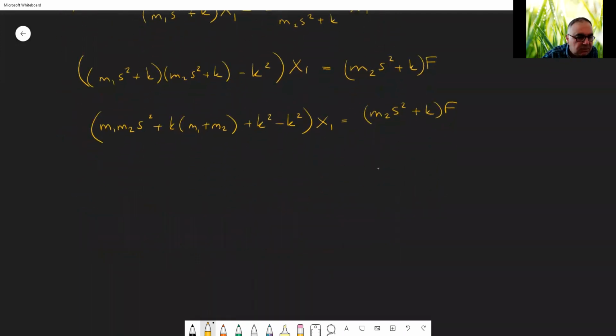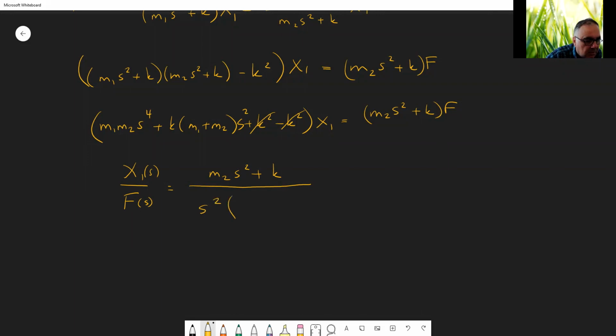So these k-squares cancel. There is an s here. Okay, a lot of mistakes. This is s to the 4. This is s squared. But these k-squares cancel each other. So x1 over f of s is going to be as follows.